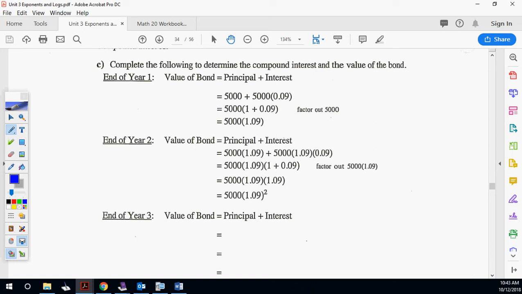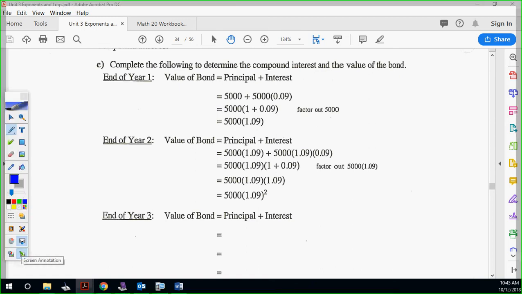The 5,000 times 0.09 is representing the interest, so the $450. And this step here is where people get confused. They pull a 5,000 out. See how there's a 5,000 in common? And so then it's 5,000 times 1 plus 0.09, which gives you 5,000 times 1.09. That makes sense because that's telling me how much I'll have after 1 year at 9%. Because if you just do 5,000 times 0.09, you only get the interest, and you have to add it. Using 1.09 takes care of that for you.